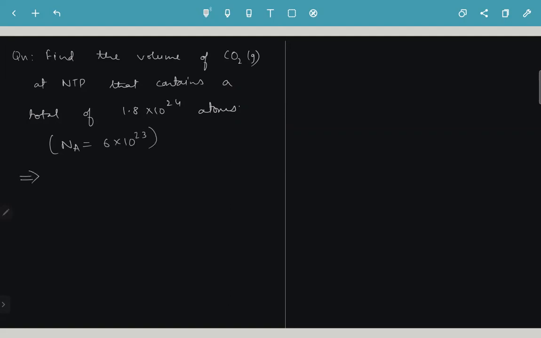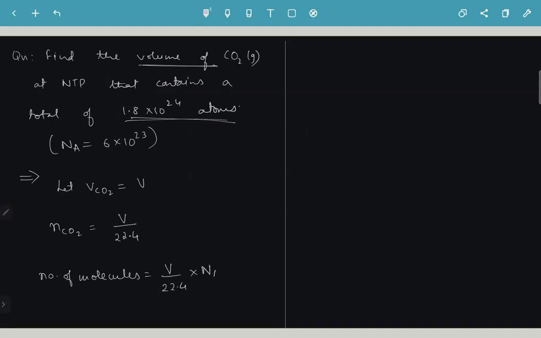In this question, the total number of atoms is given and we have to find the volume. One method is to assume the volume to be a variable. Let volume of CO2 be V. The number of moles of CO2 will be volume divided by 22.4. Then number of molecules will be number of moles into Avogadro's number, that is Na.